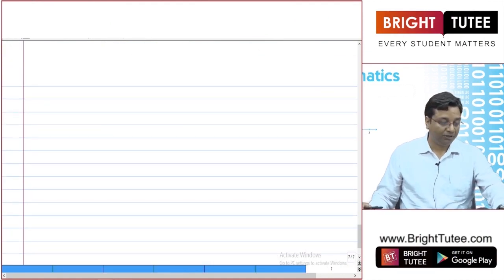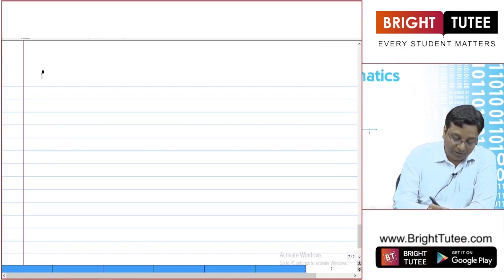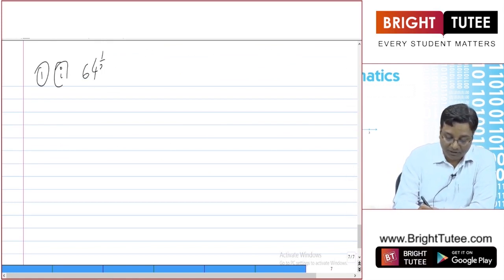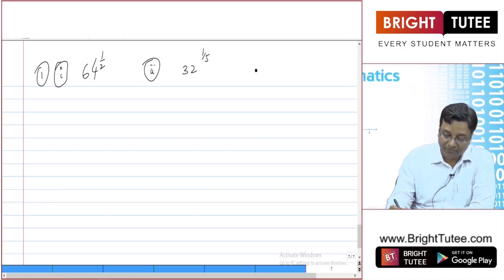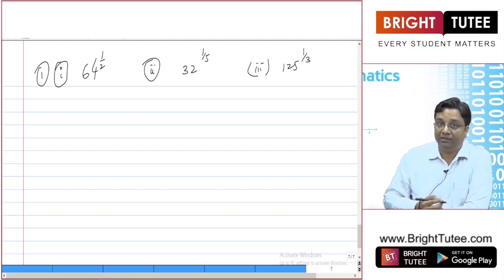Let us solve some of the textbook questions which are very important. First question here will be 64 raised to 1 by 2, 32 power 1 by 5, and when the base is 125 and exponent I have is 1 by 3. How to deal with this?